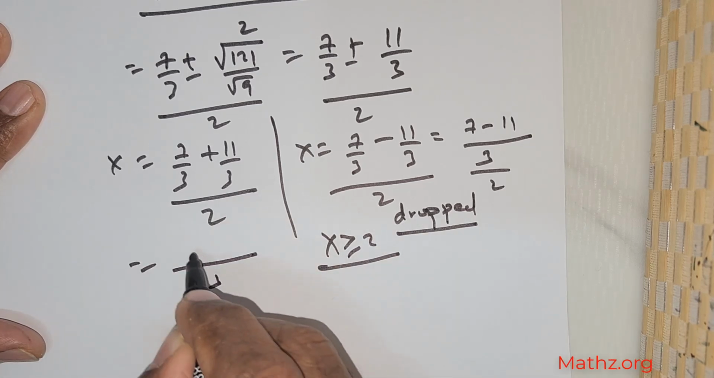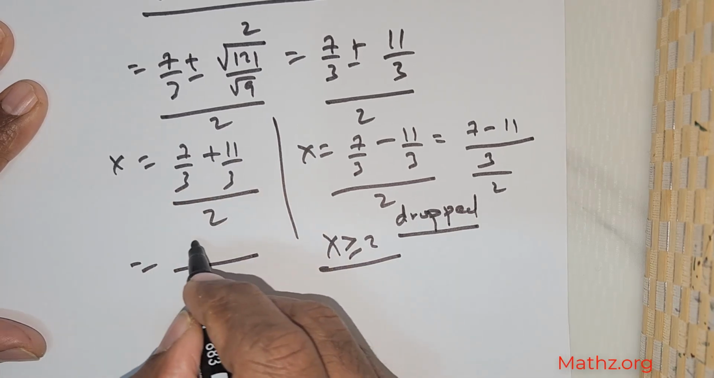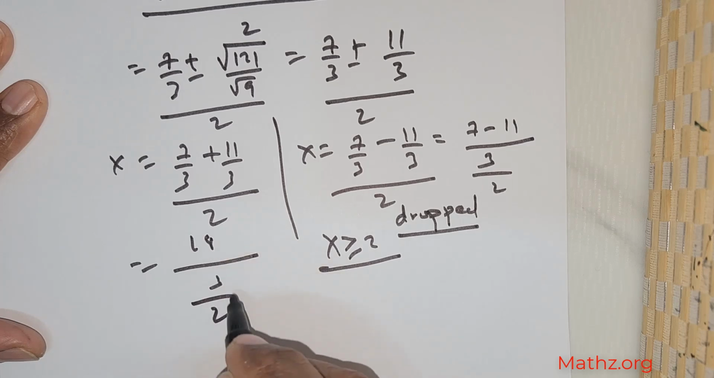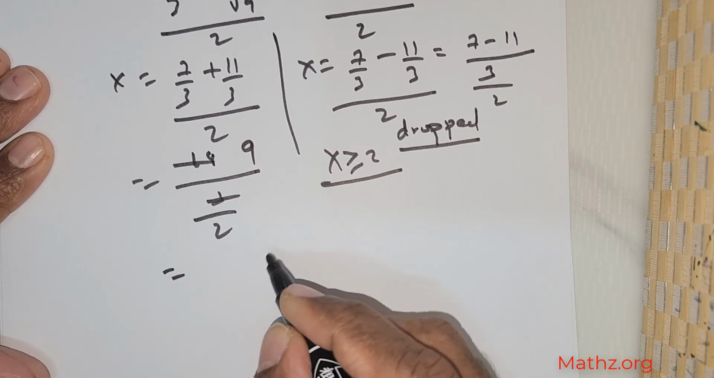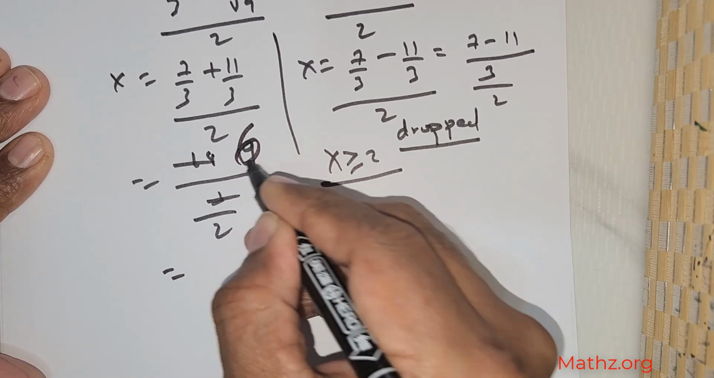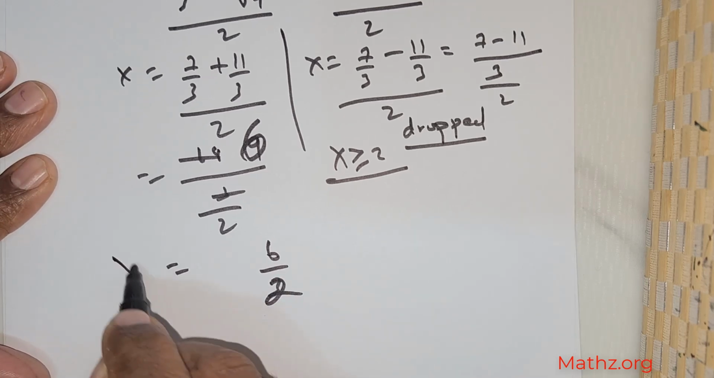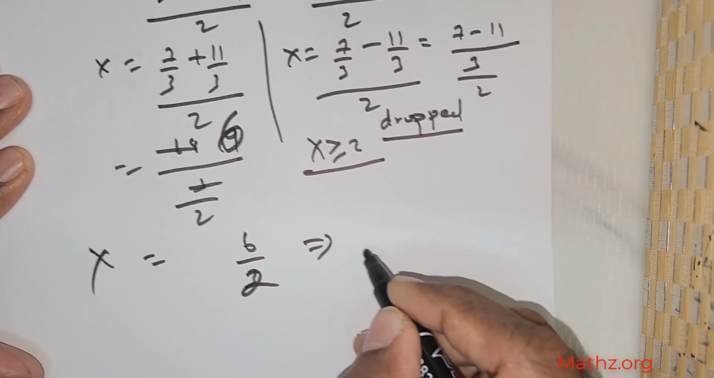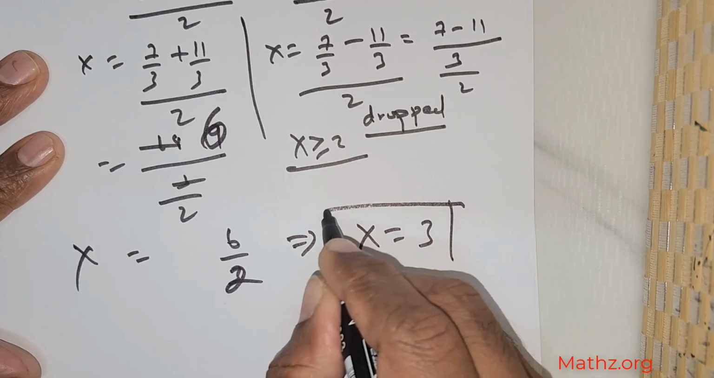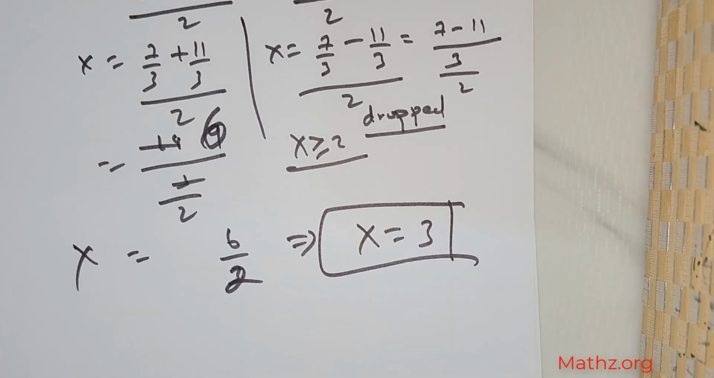So this is going to be 3, 7 and 11, that's 18 divided by 2. 3 divides 18 how many times? 6 times. 6 3s are 18, so 6 over 2. So x is equal to 6 over 2, which means x is equal to 3. So that's the solution for this question.